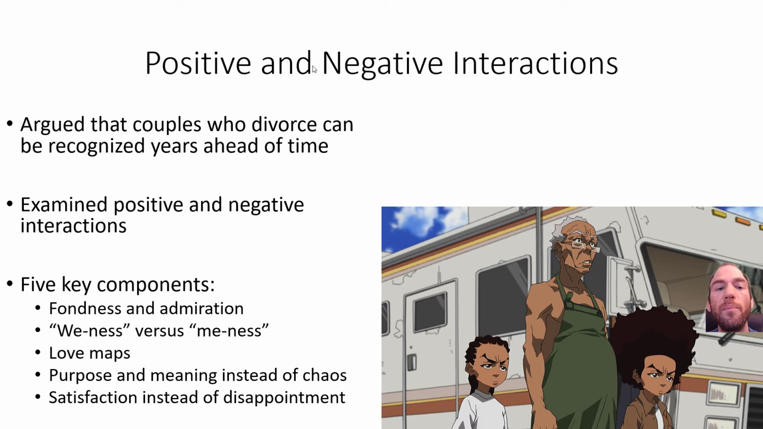The researchers from this experiment argued that couples who divorce can be recognized years ahead of time by examining positive and negative interactions. There are 5 key components: fondness and admiration, we-ness versus me-ness, love maps, purpose in meaning instead of chaos, satisfaction instead of disappointment. Okay, so to review, we have this longitudinal study.